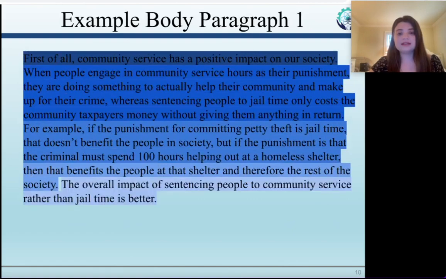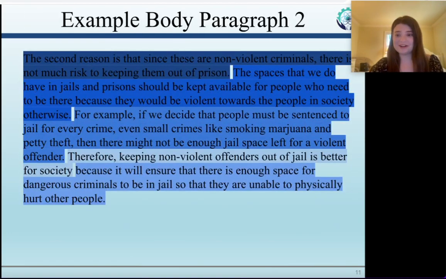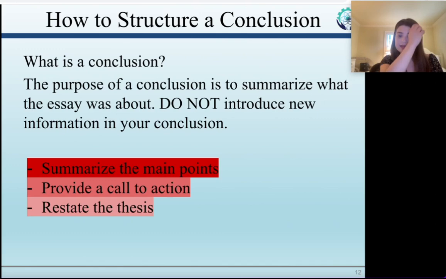All right, so that is it for the body paragraphs. I guess we technically got 4 examples of body paragraphs because we did paragraph 1 and 2 for each example. I do also want to give at least 2 examples for conclusion. But before I do that, I want to talk about what is a conclusion and also what are the 3 things we must include in the conclusion.